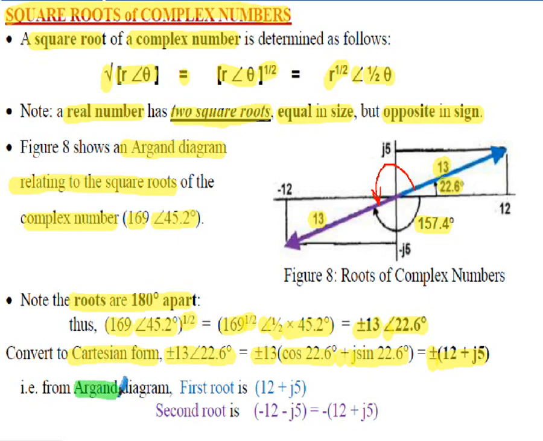So on the Argand diagram in Cartesian form, the first root is 12 plus j5, which shows us this phasor here. And the second root is negative 12 minus j5, so negative 12 on the real axis, negative 5 on the j-axis shows us the second root here. So the two square roots related to the 169 argument 45.2 degree complex number are shown on the diagram, and they are both 180 degrees apart from each other.